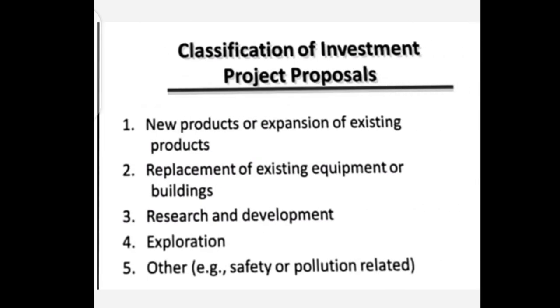So how is the classification of investment project proposals done? It starts from a new product or expansion of an existing product. So we will go for a new product or expansion of an existing product, and we will formulate a project for that. Then we will see the replacement of existing equipment or buildings. Then we will also formulate a project based upon research and development.